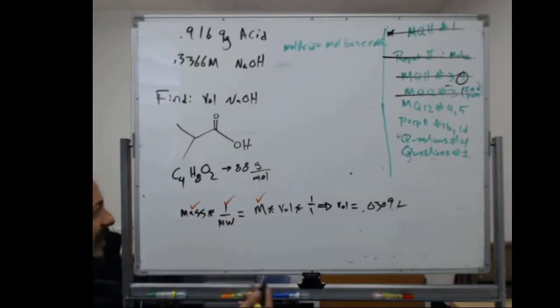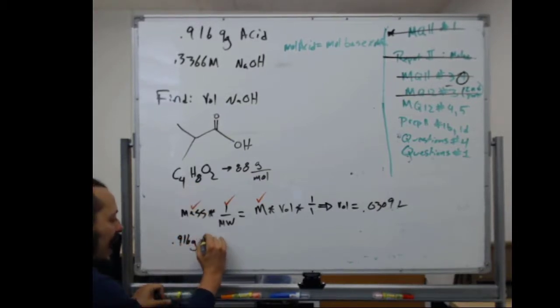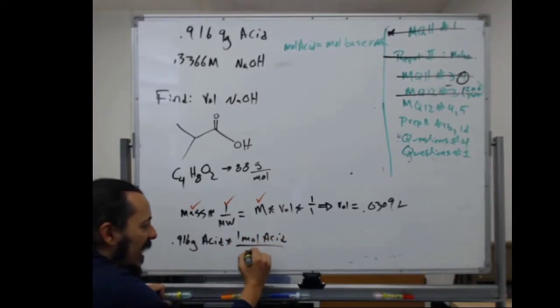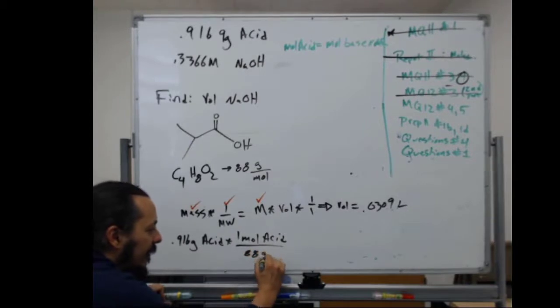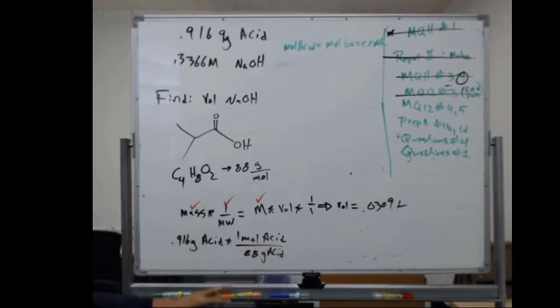Yeah, and it makes sense when we look at the units for that, right? So our mass is going to be 0.916 grams of acid, and then I'm going to multiply by 1 mole of acid is 88 grams, right? Dividing by the molecular weight, you can also think of that as multiplying by the reciprocal. And I like multiplying by the reciprocal because you can really easily see that the grams of acid cancels out and you're left with moles of acid.